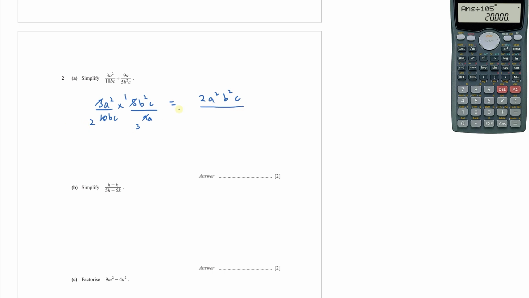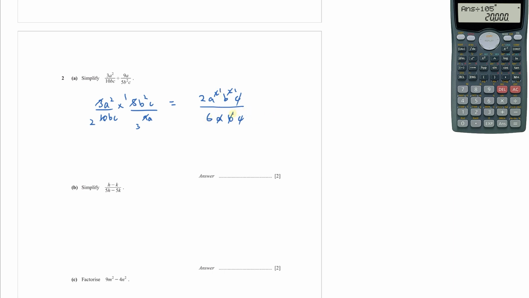over 3 twos are 6, 6ABC, 6ABC. This C will cancel out. B square and B, so these powers will be subtracted. 2 minus 1 will be 1. So this B will cancel out and this will be just 2 power 1. Similar here, A power 2 divided by A will result in A power 2 minus 1. So this A will cancel out and this will be 1.